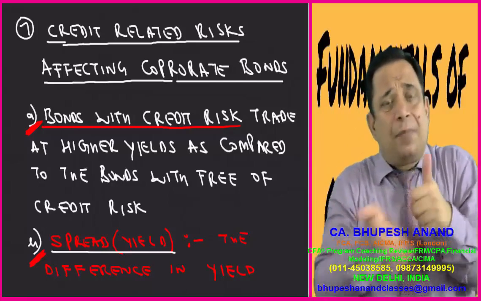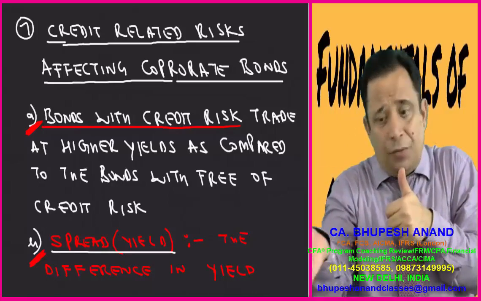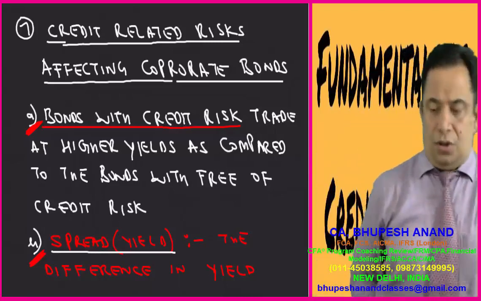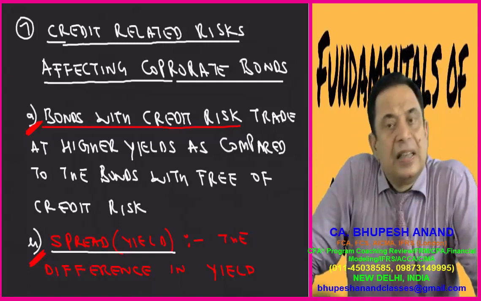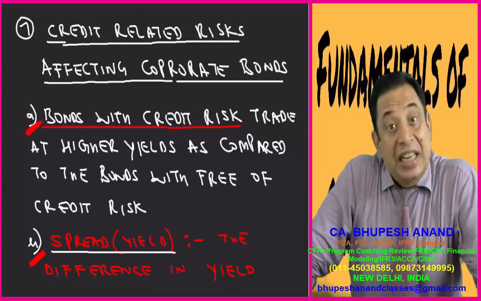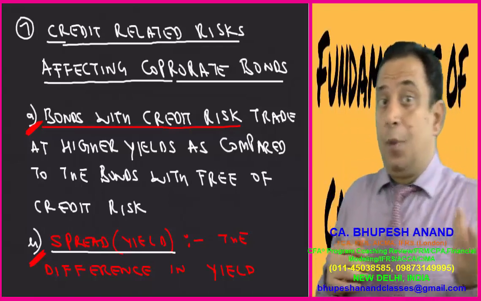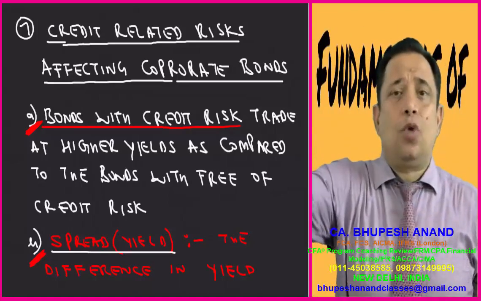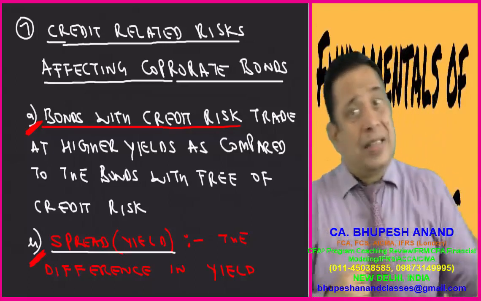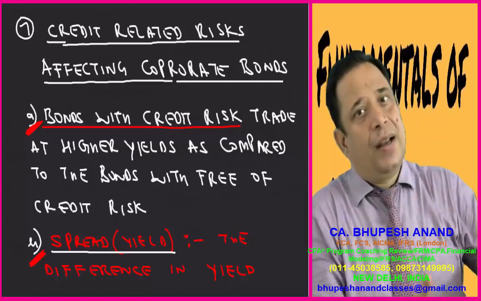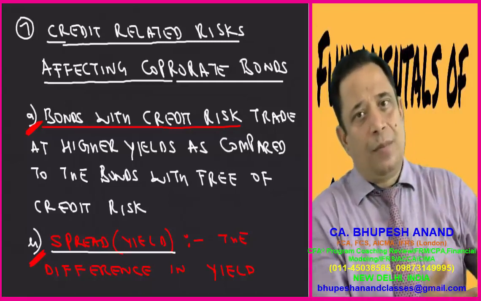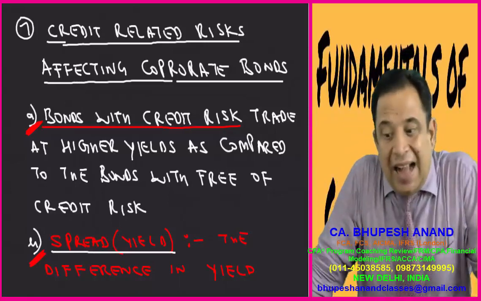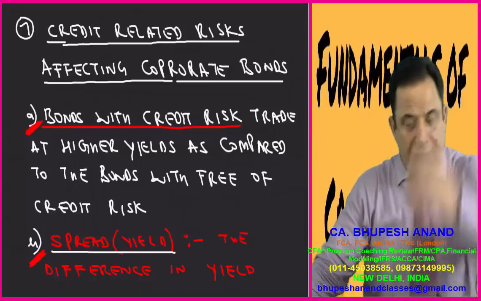I have prepared the analysis, I have prepared handwritten slides. It will be better if you write down point number 7: credit related risks affecting corporate bonds. Bonds with credit risk trade at a higher yield. It's very natural that a newly started company has more credit risk as compared to Apollo Tires. So this new company, because it has more risk, has to give more return, a higher coupon rate as compared to AAA. So point A: bonds with credit risk trade at a higher yield as compared to bonds free of credit risk, for example treasury bills.